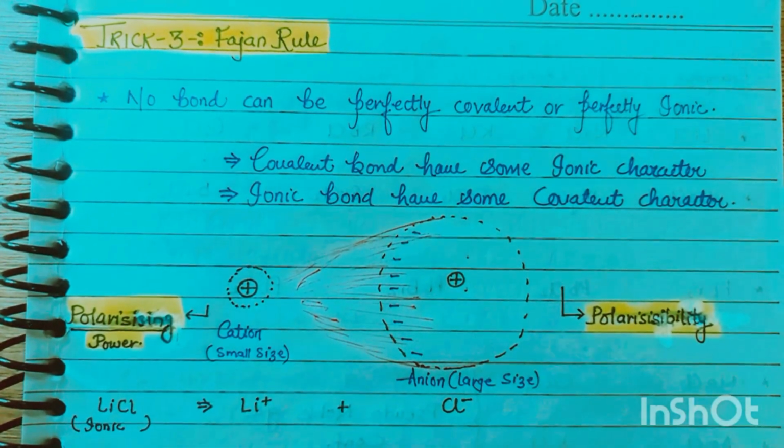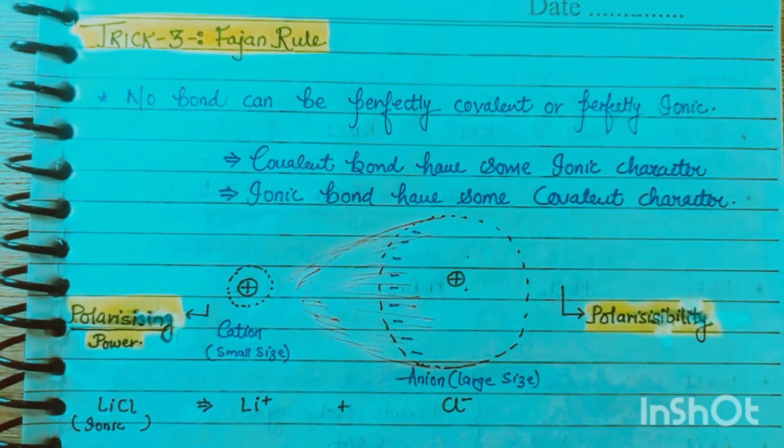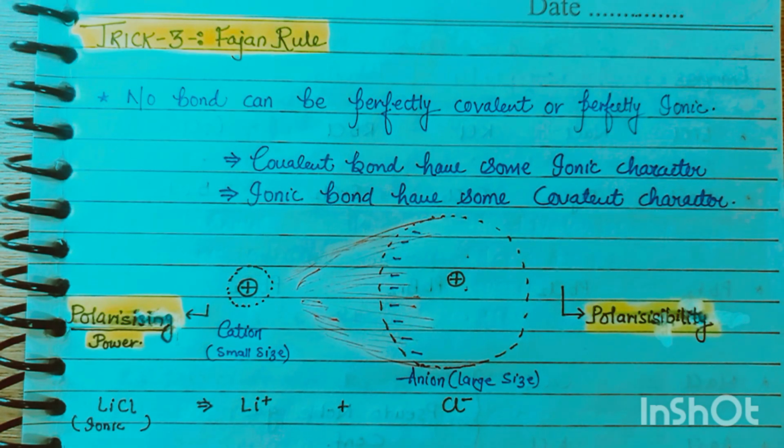Hello students, hope you all know about the covalent bond and ionic bond, the process of formation of covalent bond and ionic bond. Covalent bonds are formed by the sharing of electrons, while ionic bonds are formed by the complete transfer of electrons. Both have different ways of forming bonds.